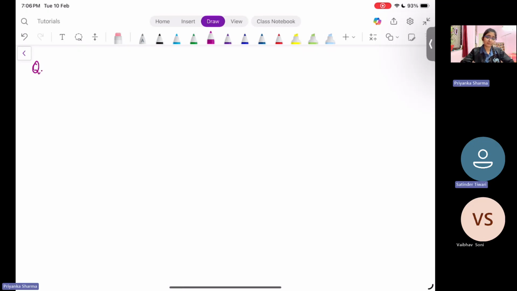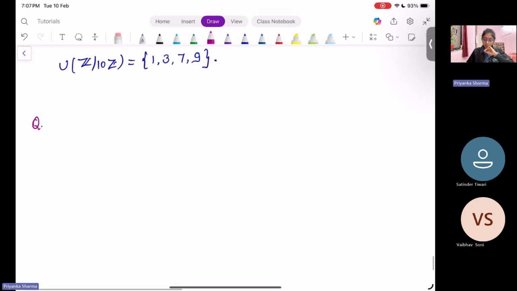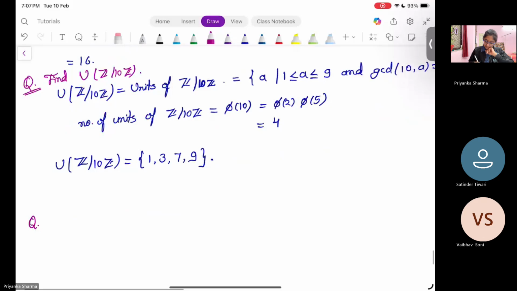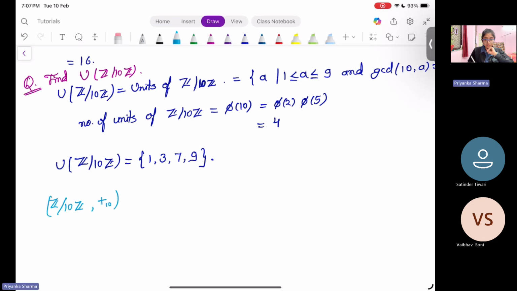Excuse me, ma'am. When we are saying units, does it mean that a whole group will be generated? No. See, what is the original group? The elements 0 to 9, group Z over 10Z. This is a group under which operation? Addition, but modulo addition. In integer modulo 10 addition we will take here. Okay, so this is a group.